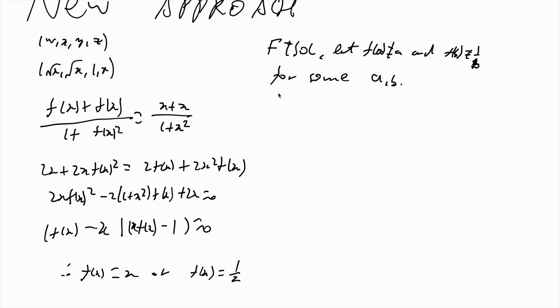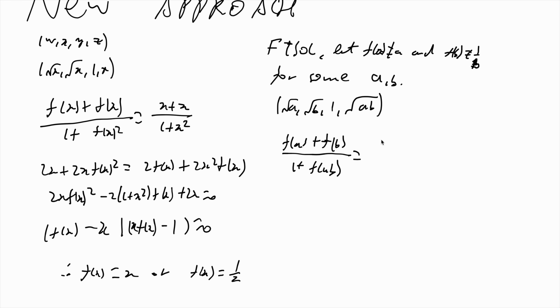Yeah, so we're going to do a clever substitution here. We're going to substitute a, root b, 1, root ab. So let's just substitute it first to see what we get. f of b over 1 plus f of ab is equal to a plus b over 1 plus ab.